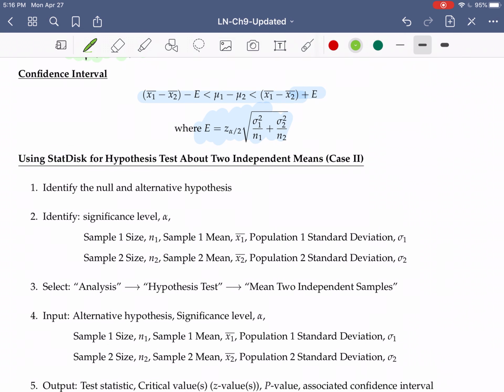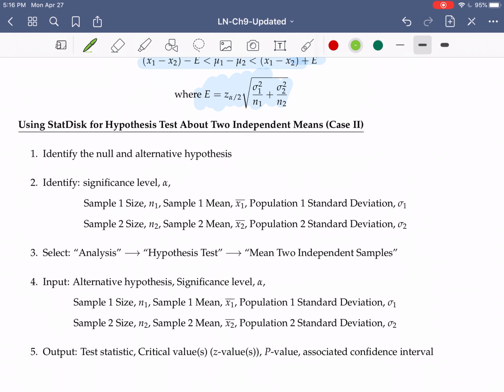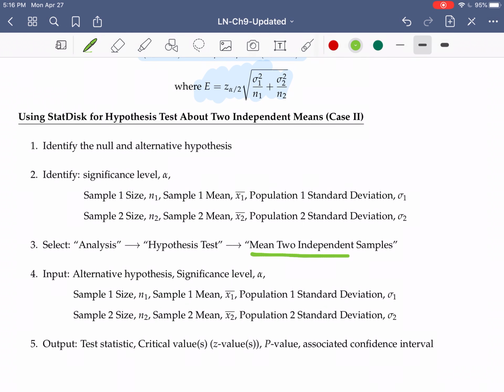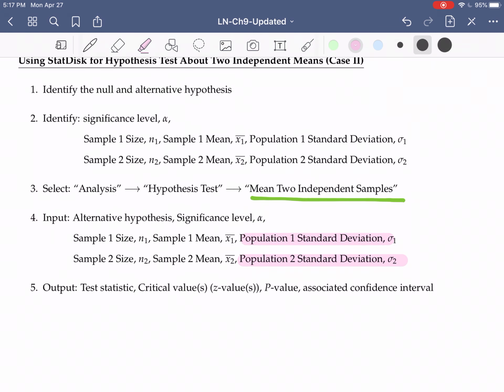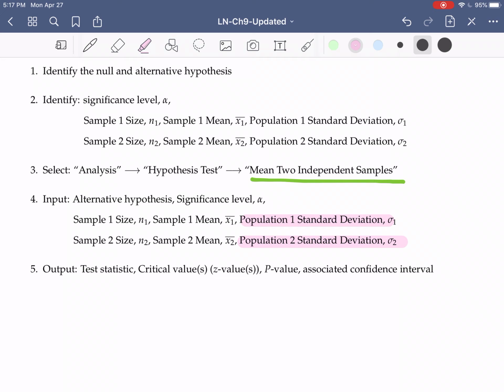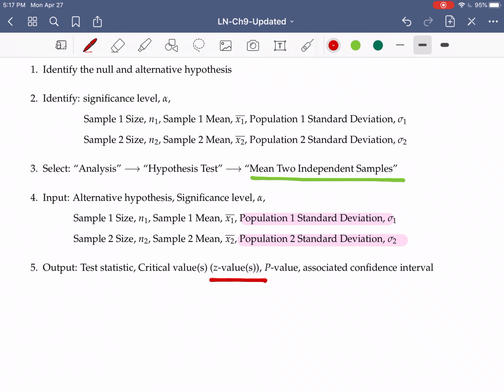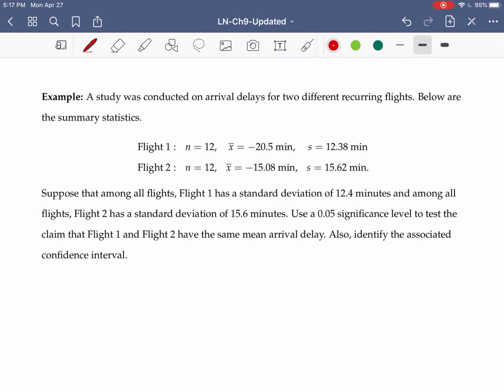In terms of rolling through this in StatDisk, we need to do the same thing. We are going to choose that same mean, two independent samples, but the difference is this time we know the value for population standard deviation 1 and population standard deviation 2. And so when we include those values, the output is going to output z values instead of t values. All right, so let's look at an example. This example should look familiar.